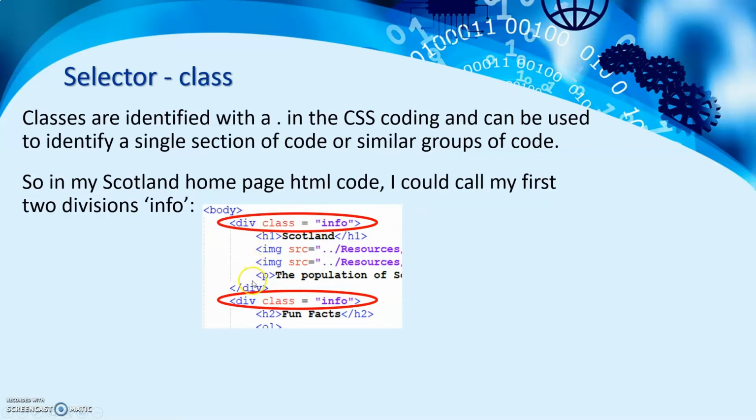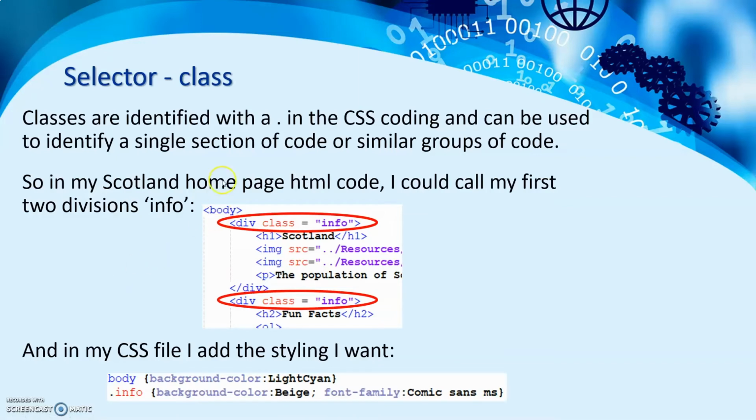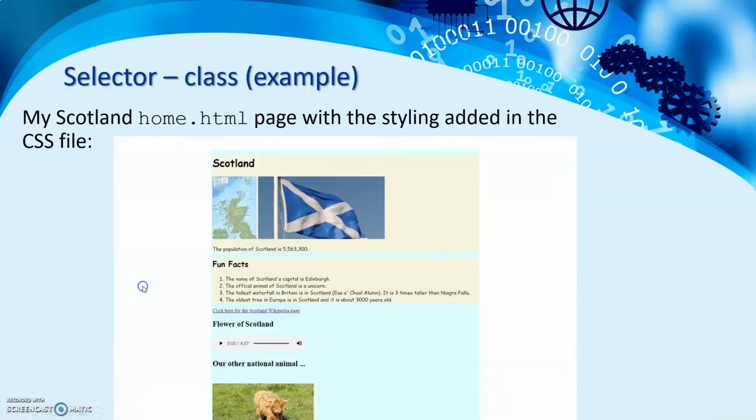So div class equals info. So I had put the divs in, but now I have given it the selector class, and I have given it a name of info, so I can refer to it in my CSS file, because I can add the styling, and I've said use a full stop. So full stop info, background color beige, font family Comic Sans MS. So in my CSS file, I'm referring to the class selector with the name info, and I'm doing it for two different divisions.